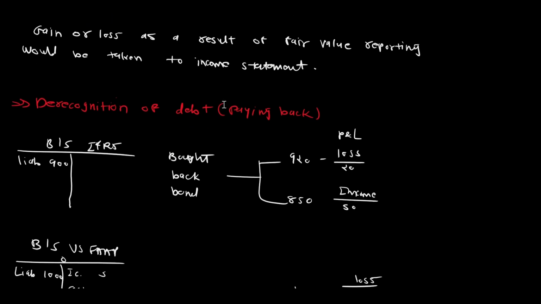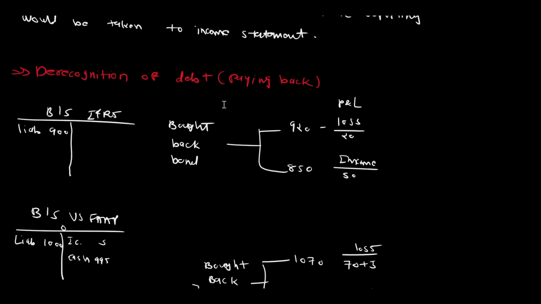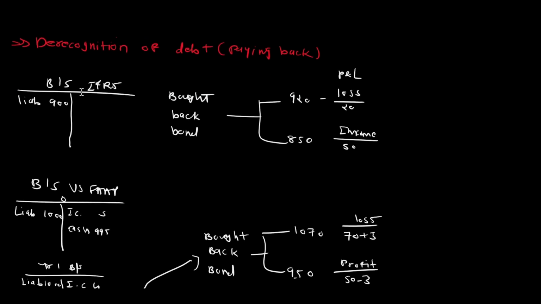Now let's talk about the derecognition of debt, paying back your bond. For example, in the balance sheet my liability is 900, and if I buy back the bond at 920, I will have a loss of 20 because my liability is only 900 in the books. So a 20 rupee loss will be shown in the P&L, and if I buy at 850, I will show 50 rupees of income in the P&L.